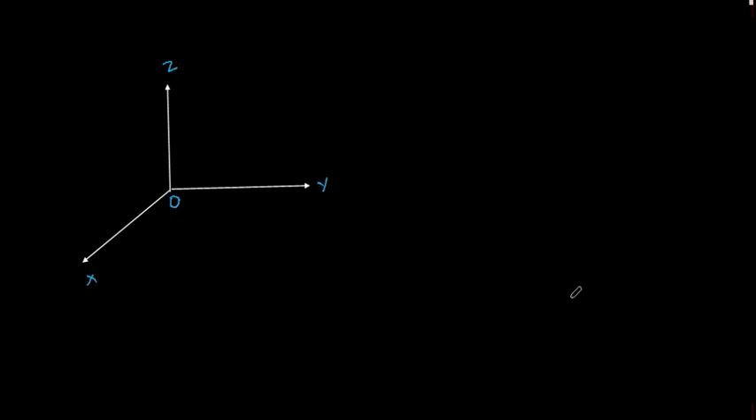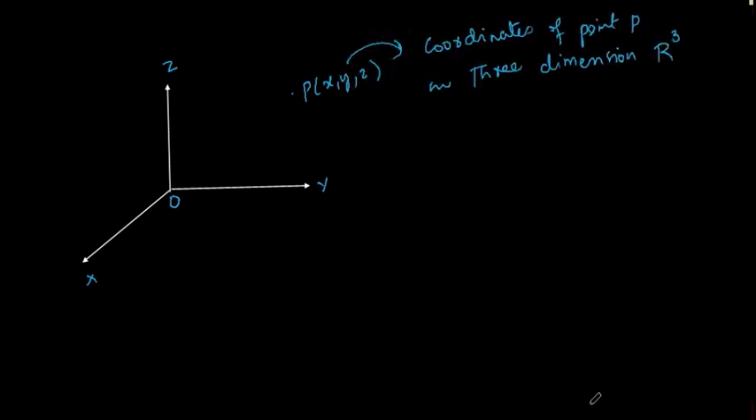In three dimensions, the coordinates of the point P are in the form of an ordered triple of the numbers x, y, z, and these x, y, z are real numbers. We can also represent the three dimensions in the form of R power 3 or R3. To locate the position of this point P in three dimensions, we can draw a cube.